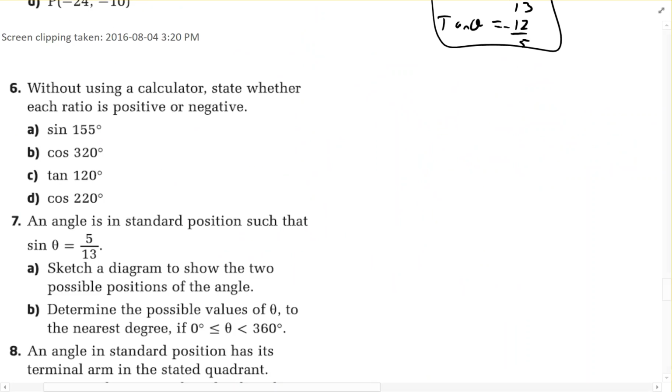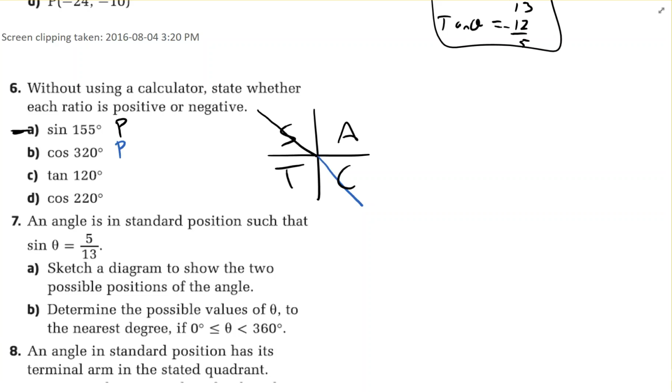Okay, number 6. Without using a calculator, state whether each ratio is positive or negative. Again, I'd start with the CAST rule and sketch it out really quickly. Sine 155 would be in this quadrant, not quite 180. According to the CAST rule, sine is positive in that quadrant, so this is positive. B, cosine 320 is down here, past 270. Cosine in that one is positive, so that's also positive.